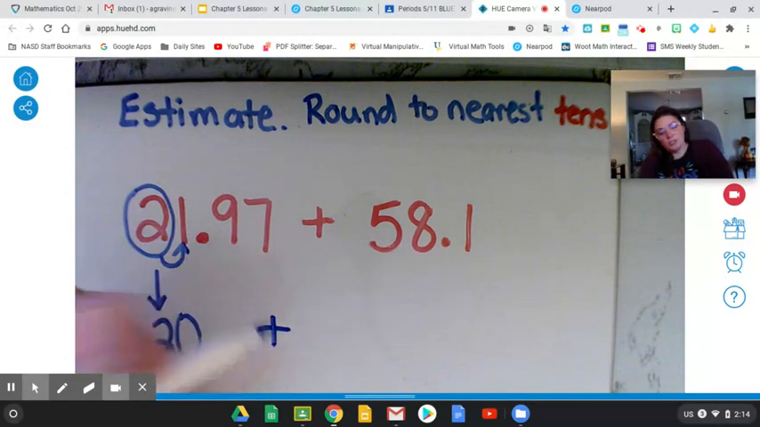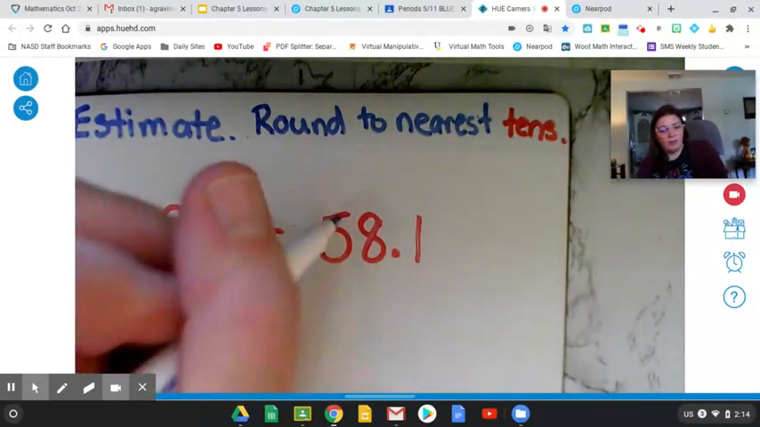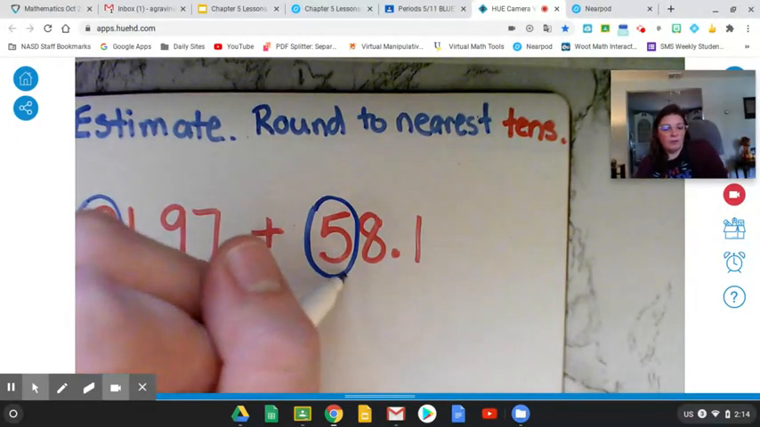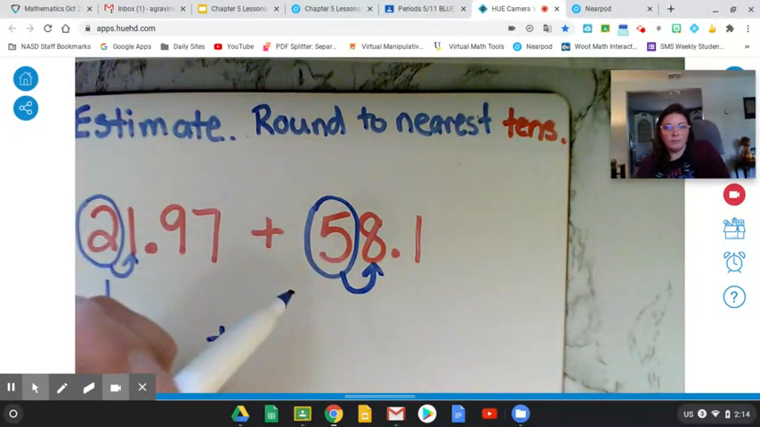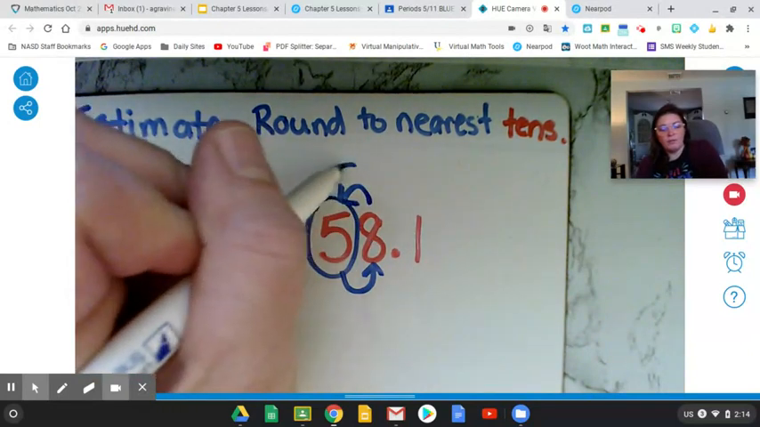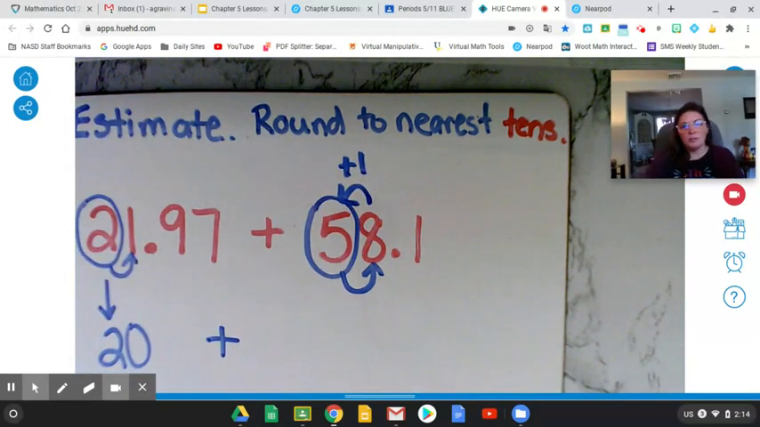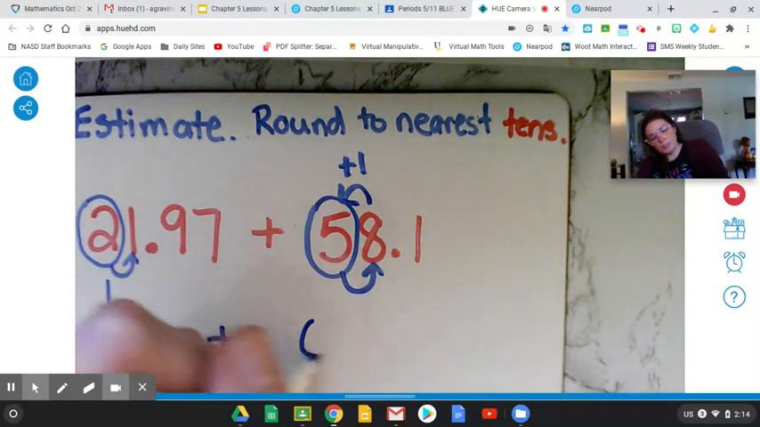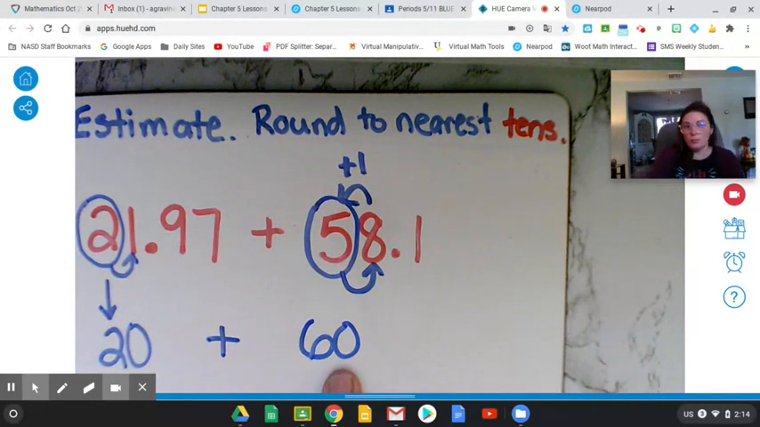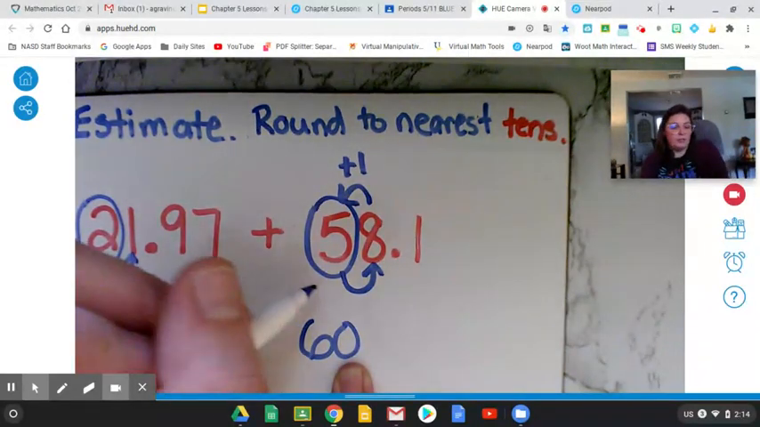All right, now let's look at 58. So the 5 is in the tens place. Look to the neighbor on the right. 5 and above, give it a shove. So 8 is strong enough to move that 5 up to the next digit. So the 5 turns into a 6. 8 goes to a 0. Remember, it has to be a multiple of 10. There has to be a 0 in the ones place when we round to the nearest 10.